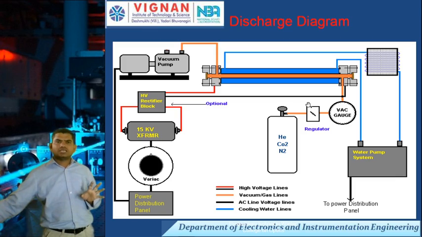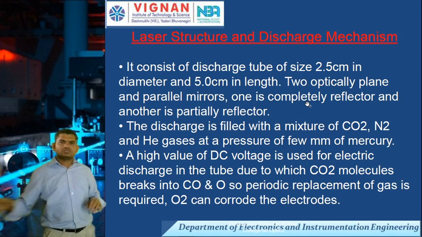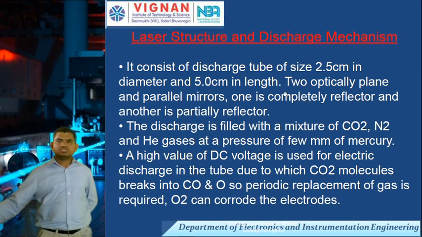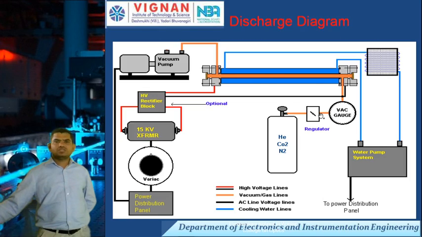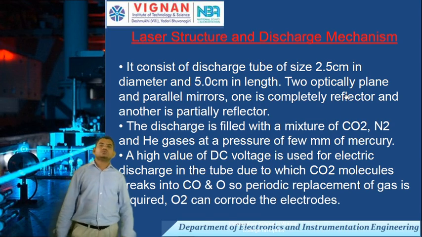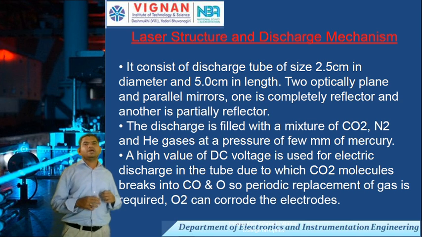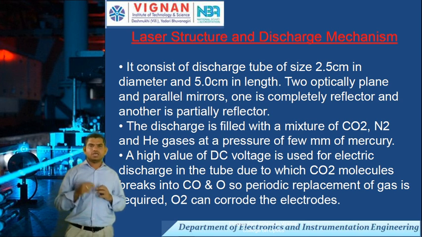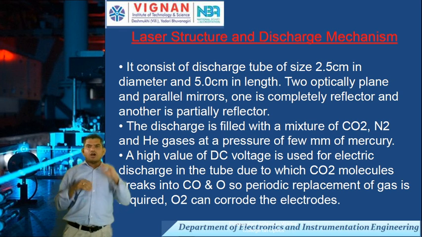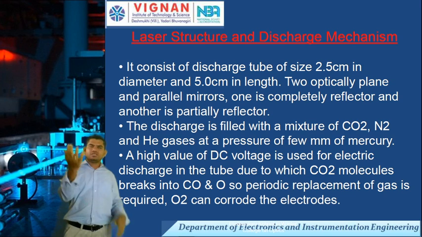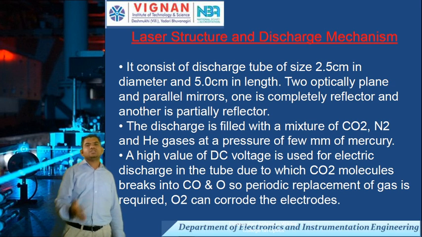This carbon dioxide laser consists of a discharge tube. The discharge tube is 2.5 centimeters in diameter and 5 centimeters in length. The optically plane and parallel mirrors are there. One is a completely reflecting mirror, and one is a partially reflecting mirror.